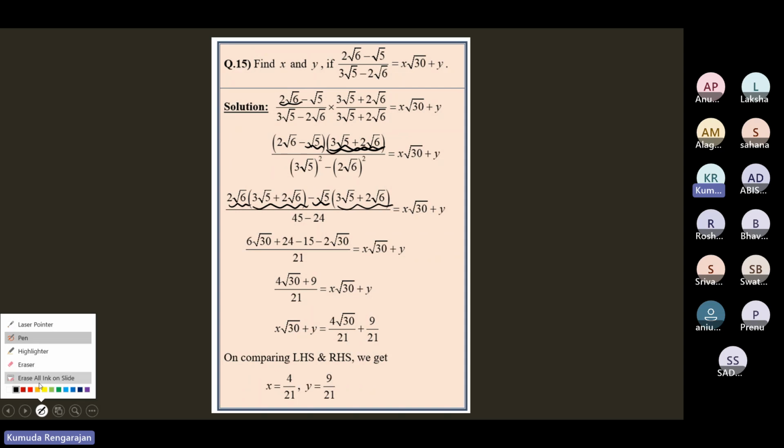So now how do you multiply the numerators? First term, 2 root 6 into the second bracket, 3 root 5 plus 2 root 6. Second term, root 5 multiplied by the second bracket, 3 root 5, 2 root 6. First term into the second bracket, second term into the second bracket. Denominator is like a minus b into a plus b. So a squared minus b squared, which is 45 minus 24, which is 21.